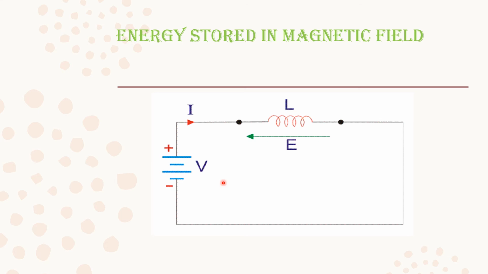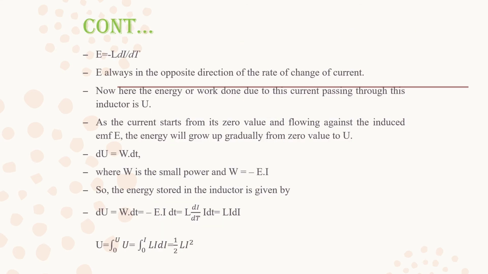But due to self-induction, an induced voltage appears, and this induced voltage can be written as E is equal to minus L into di by dt, where this E is always in opposite direction of rate of change of current. Now, the energy or the work done due to this current passing through the inductor is U.